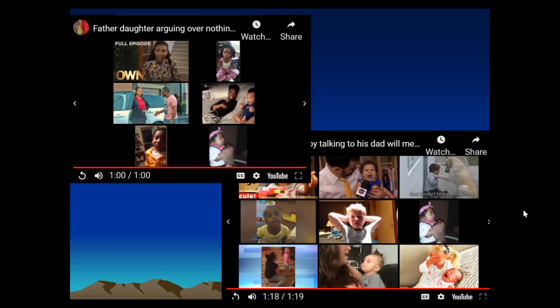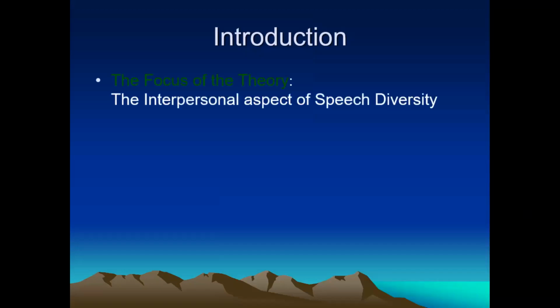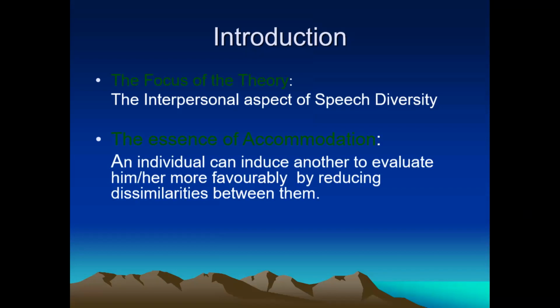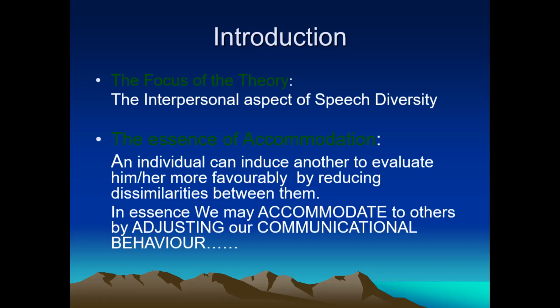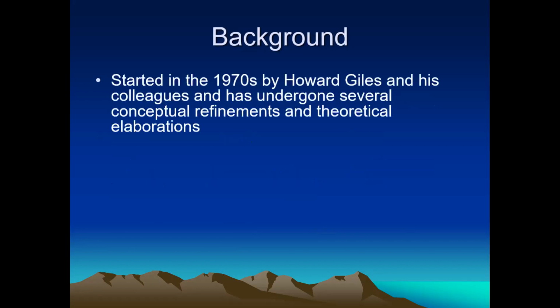All right, so let us move along now to look at the focus of the accommodation theory. So this is the interpersonal aspect of speech diversity. And the essence of accommodation is that an individual can induce another to evaluate him or her more favorably by reducing dissimilarities between them, right? So you can actually influence someone to see you more favorably by sounding like them. Essentially, that is what it's saying. So let us look a bit further at the theory.